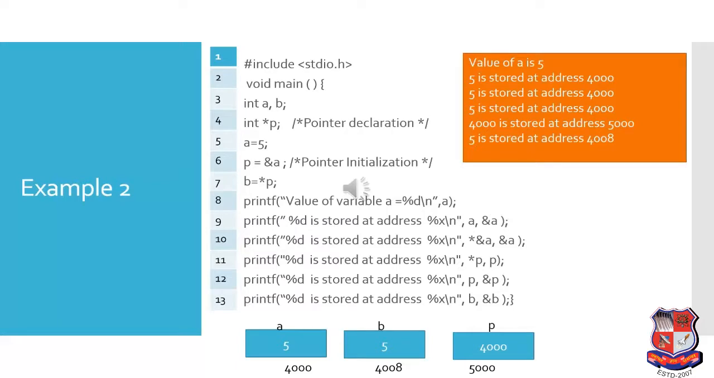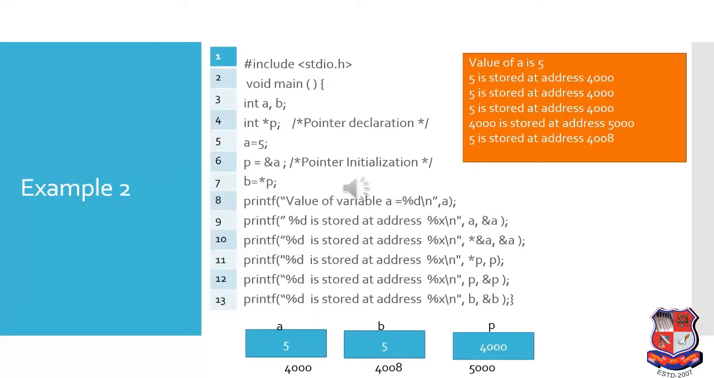And below you can see the diagram, where the blue boxes denote the memory cells. So, let us say A is stored at the address 4000, and the value of A is 5. P, the pointer which is pointing to A, will store the address of A, that is 4000. And let us assume P is located at the address 5000.